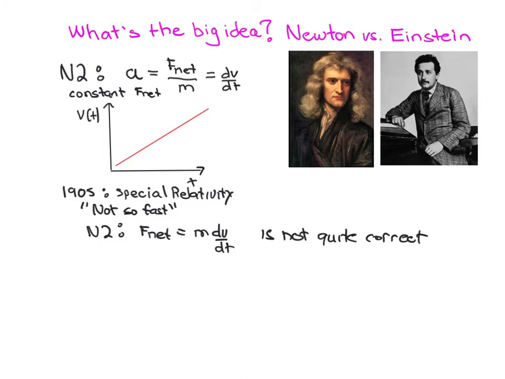The correct law, according to Einstein, is actually a bit messier to write down, but let me try. One way to write down Einstein's modified version of the second law is that the net force is equal to the mass times the derivative with respect to time, not just of the velocity, but there's this additional term in here, this somewhat messy term, 1 over the square root of 1 minus v squared over c squared. That's the term, times the velocity.